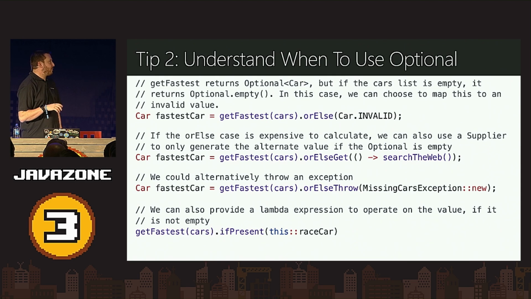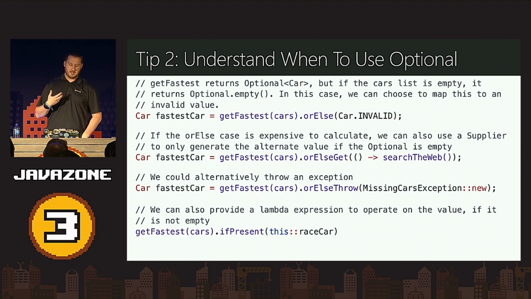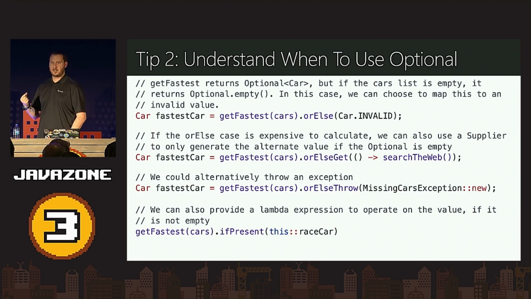So let's just imagine that we've got this method that exists elsewhere called getFastest, and you pass into it a list of cars, and it's going to return to you an Optional of Car. So it's going to return to you the fastest car that exists in the given list. In that first line of code, we say Optional<Car> fastestCar = getFastest(cars). At that point, when we call getFastest, we're going to get an Optional back. We don't know if that Optional has got something in it or if it's empty.